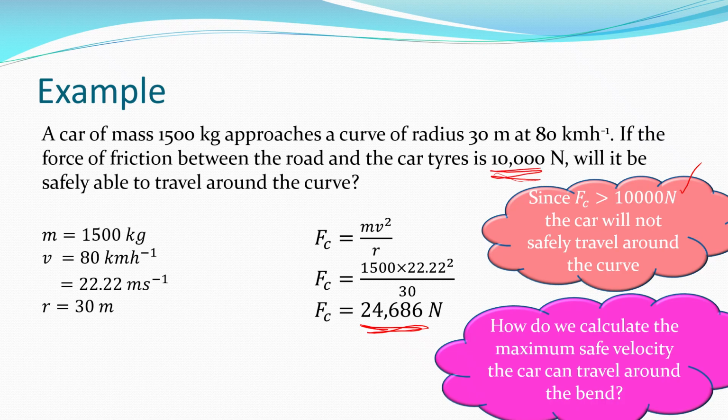So, let's look at the extension here. How do we calculate the maximum safe velocity? Well, knowing our formula here, this number, the centripetal force, cannot be more than the friction, which is the 10,000 newtons we're given. So if I sub that in, I have a radius of the road, I have a mass of the car, solve for v, and I can work out the maximum velocity we can go around the corner.